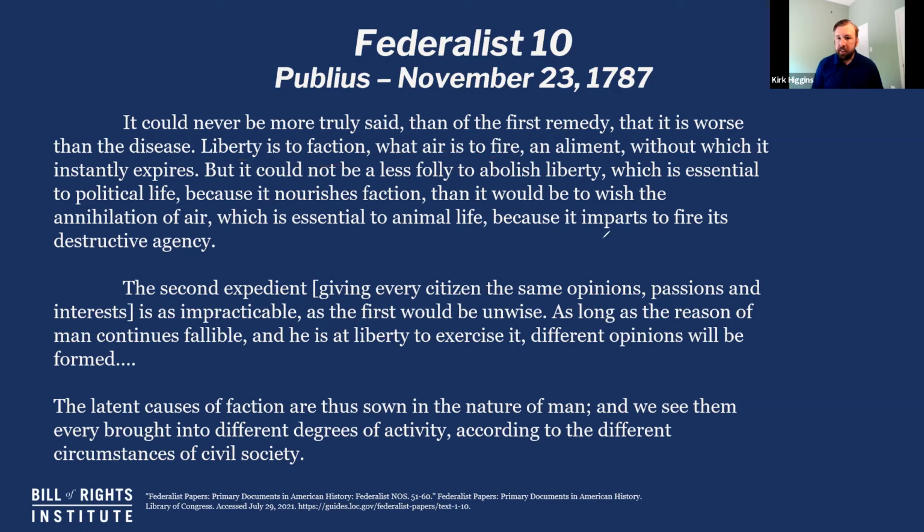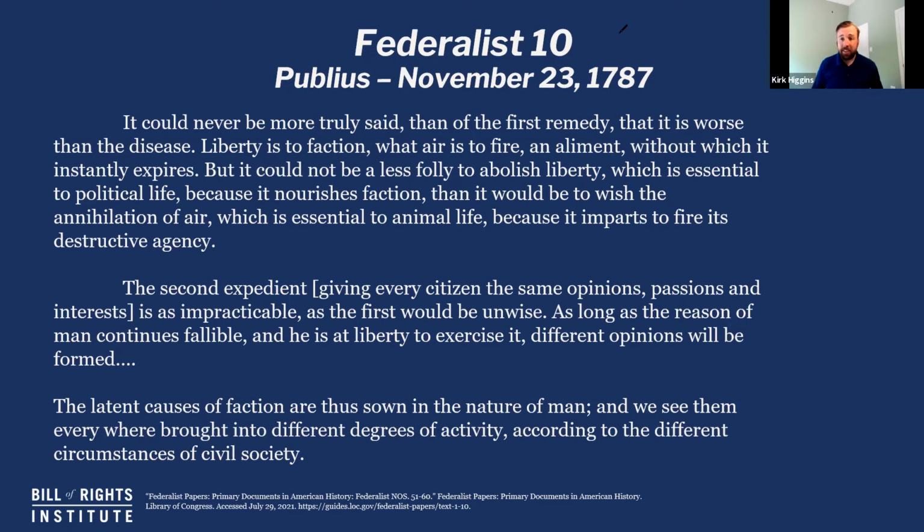So then he goes on to say, well, what about this other expedient? So the second expedient, and I've placed here in brackets, giving every citizen the same opinions, passions, and interests, right? It's impracticable, he says, as the first would be unwise. As long as the reason of man continues to be fallible, and he is at liberty to exercise it, different opinions will be formed, right? As long as we are all able to come up with our own ideas, and we're free to think and free to pursue our own interests, it's not practical to give everybody the same interest because they're not going to have it, because it's also a part of that idea of liberty.